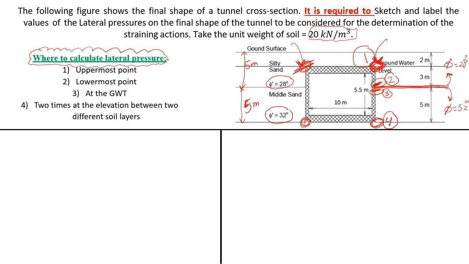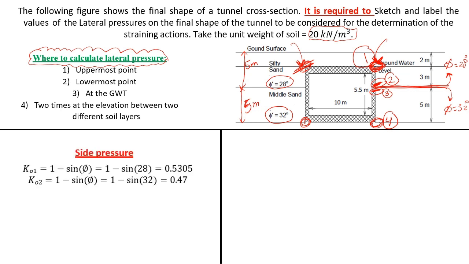So let's begin with the calculations. First of all, we have to calculate the coefficients. Just use this formula, which is 1 minus sine phi. You don't have any information here saying that you have any overconsolidated clay, so you will use this formula. So K0, or K at rest, the coefficient of lateral earth pressure at rest, is 1 minus sine phi.